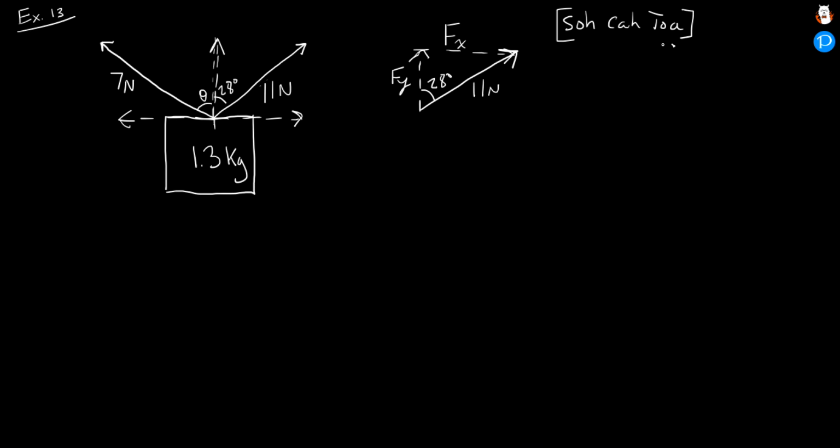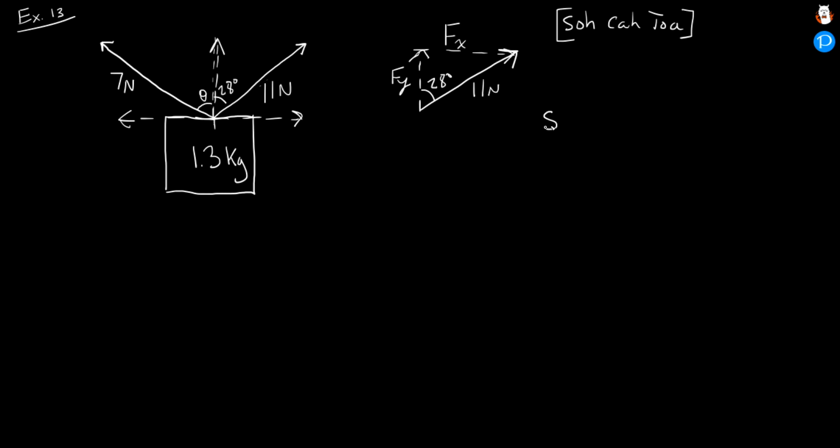Using our trigonometry up here, if I look at figuring out this force right here, force in the x direction, that's going to be the opposite from this angle. So opposite over hypotenuse is what I'm looking at. It's going to be the sine function, because sine is opposite over hypotenuse.